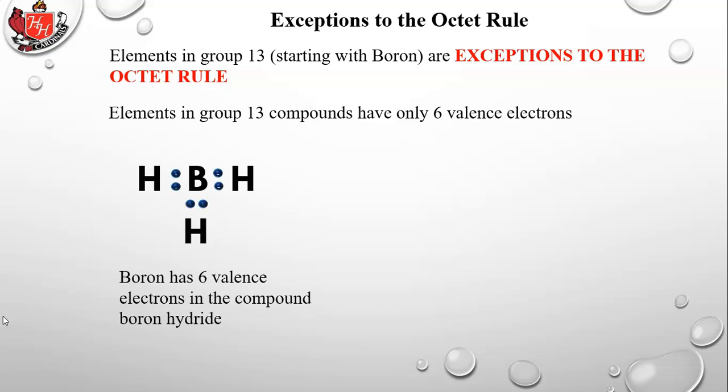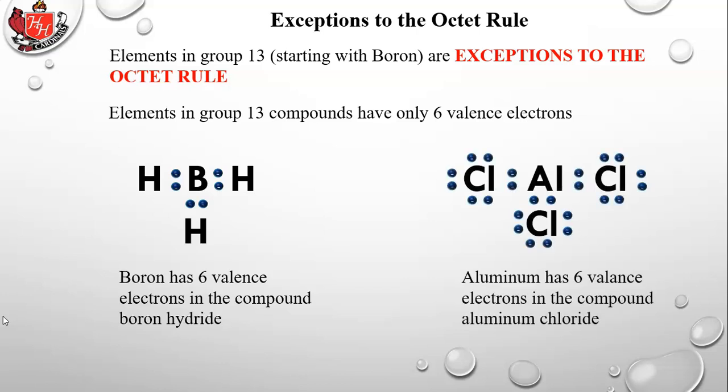So if you wanted to make boron trihydride, it would look like that. So the boron has 6 valence electrons around it, and that's how you would create that compound. Aluminum right below boron would be similar. If you wanted to create a compound of aluminum and chloride, then you would have 3 chlorides around, not 4. Okay. All right, so those are the 2 exceptions that are really notable to the octet rule.